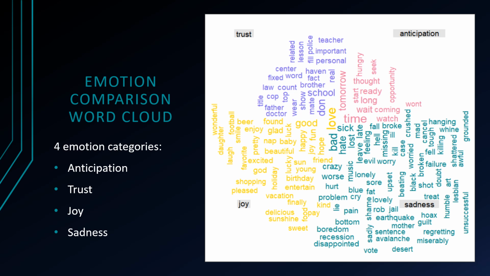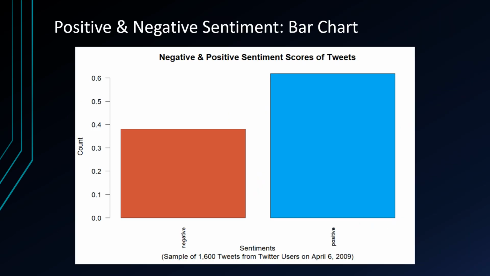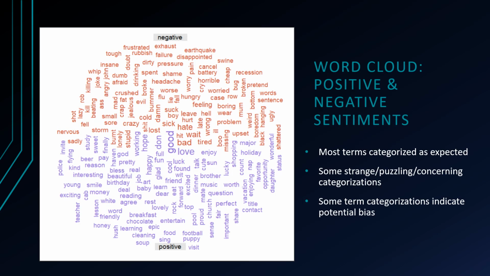It's important to look at the positive-negative sentiment distribution too. The bar chart shows that positive sentiment accounts for just over 60% of tweets, and negative sentiment accounts for just under 40%. Most of these words fall into their expected categories, such as good, puppy, and vacation in the positive category, and hate, headache, and earthquake in the negative category.